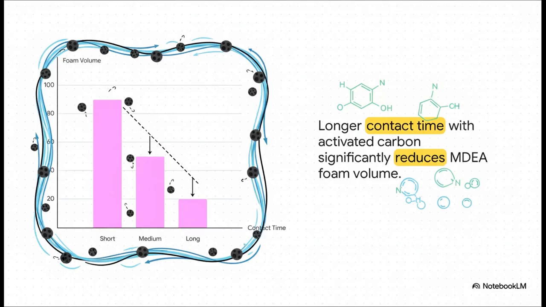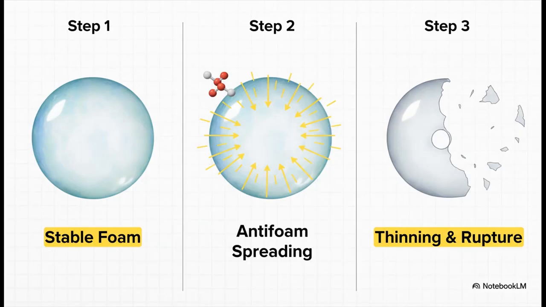And here's the proof that it works. This chart shows a beautiful, clean relationship. The more time the amine spends in contact with that activated carbon, the less it wants to foam. It's a powerful tool, but it's purely preventative. So when prevention isn't enough and you already have a foam problem, you turn to reactive measures.